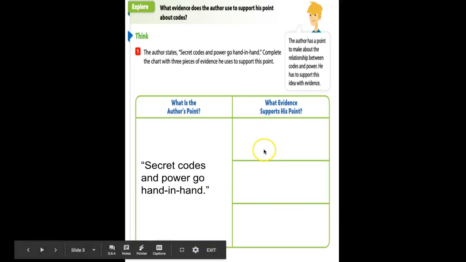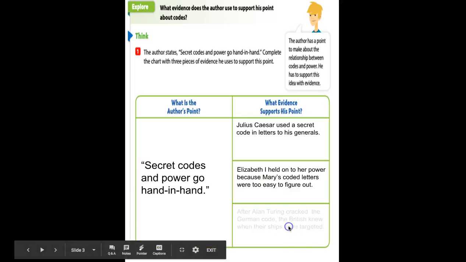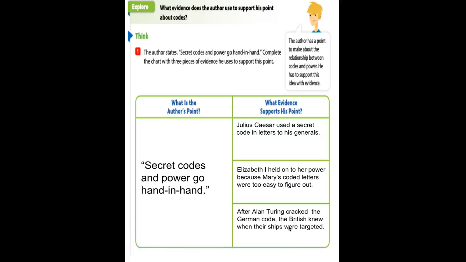So if you look over here, we'll talk about the evidence. So the first thing he said is Julius Caesar used a secret code in letters to his generals. That's a point that he makes, and he supports that with facts. Elizabeth I held on to power because Mary's coded letters were too easy to figure out. That also supports that secret codes keep you in power. And finally, after Alan Turing cracked the German code, the British knew when their ships were targeted. So you guys are going to fill out something like this yourself when you're finding details that support the author's argument.